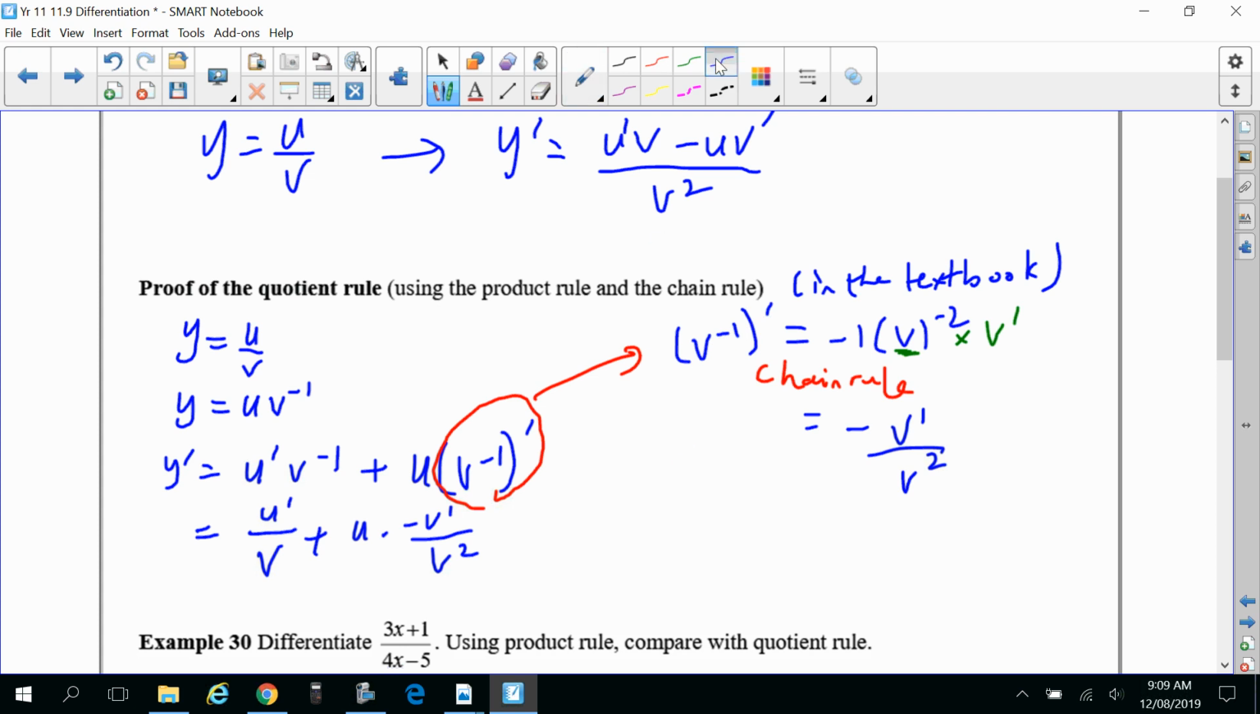Okay, let's keep going. So we have to make it the same denominator. v again, so you get u dash v minus uv dash over v squared. That's the quotient rule. Pretty fun. And of course, we're going to use the quotient rule. We're going to do the next example and do more. And then you can start the exercise. All right.